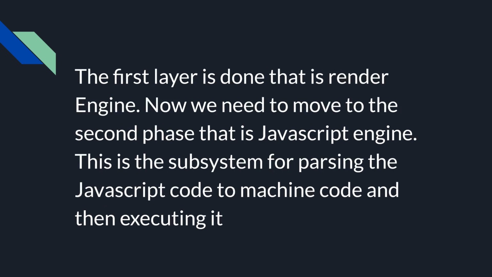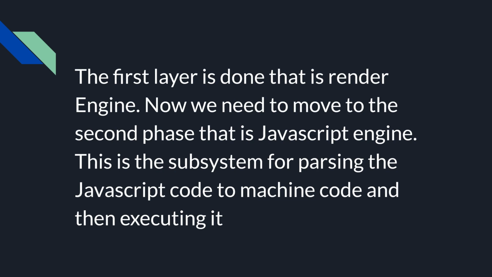The first layer is done, that is the render engine. Now we need to move to the second phase. I have already told you that after fetching the resources in the network layer, they need to pass to the rendering engine, which needs to process the data. In the processing of the data, three steps are involved: one is the render engine, second is the JavaScript engine, and the last is the UI backend. The first one, the render engine, is completed. The render engine renders the data and displays it.